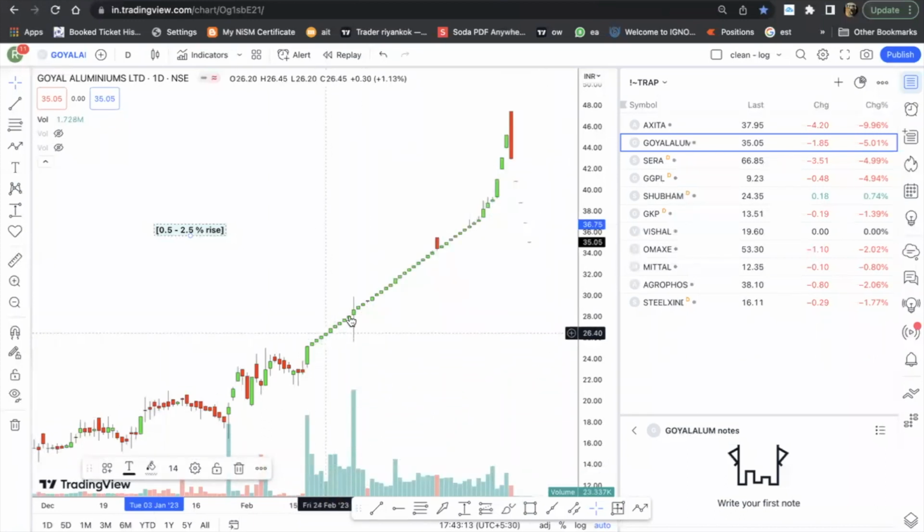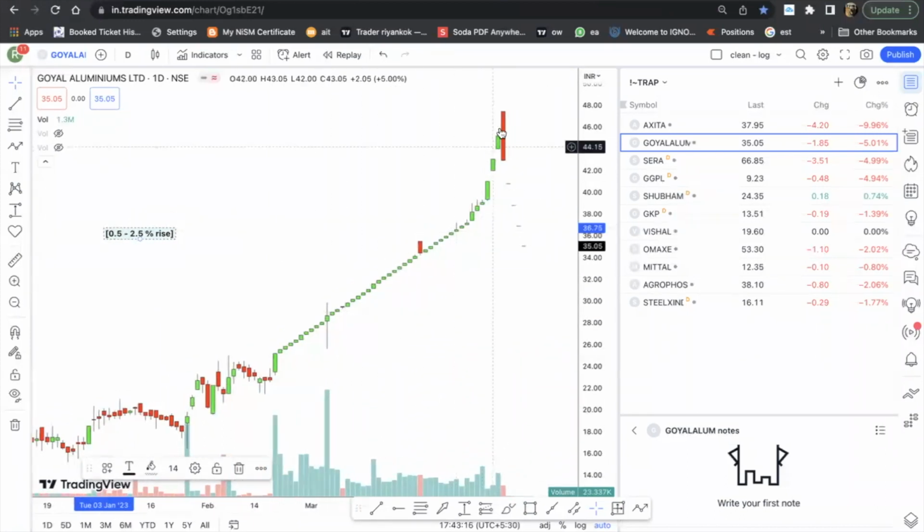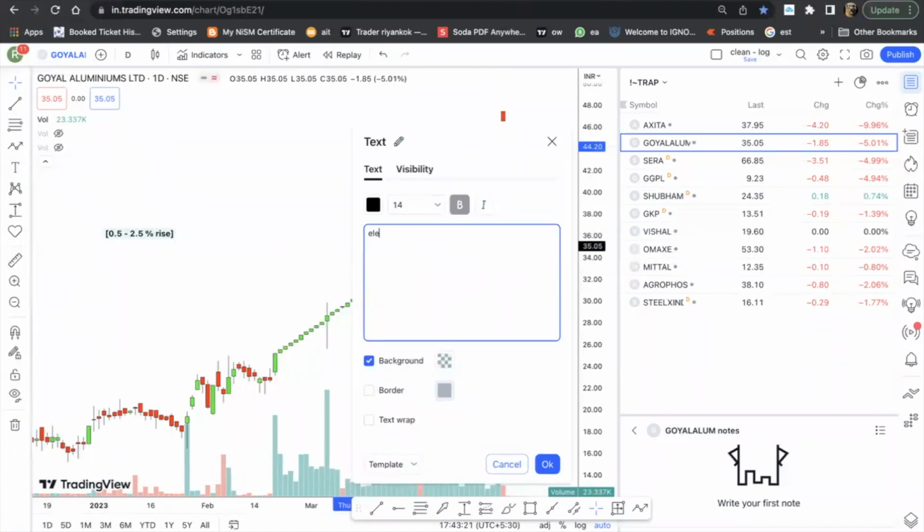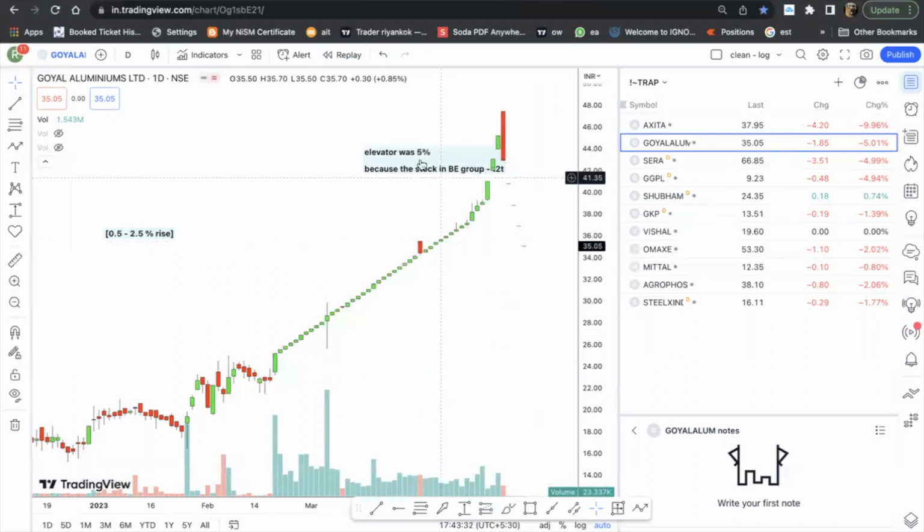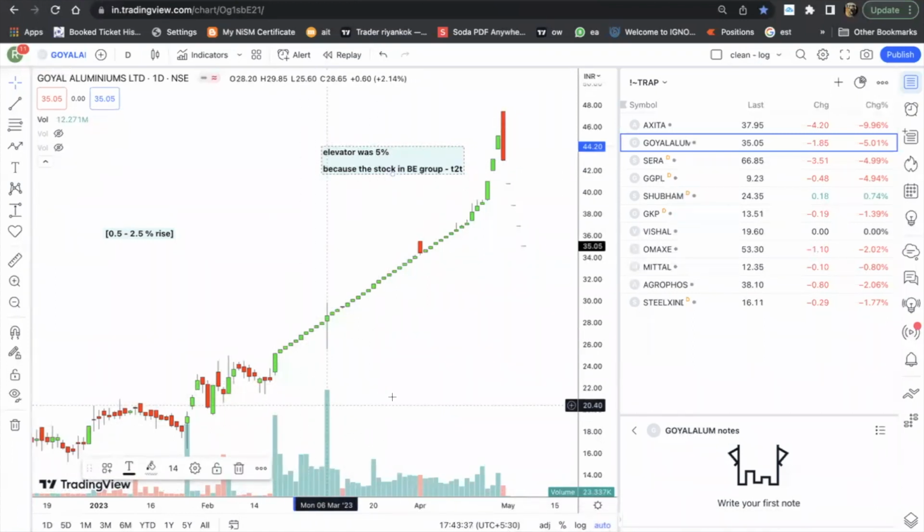Okay, so these are the stairs which will form, and once the stock comes down, it will come down with the elevator. Fortunately for Goel Aluminium, the elevator was 5% because the stock was in the BE group, which is like the trade to trade group. But by the way, even if this happens, the stock will be at lower circuit and there will be no volume in the stock. Look here, how much volume there used to be every day: 1 crore, 18 lakh, 24 lakh, 50 lakh, 25 lakh. But when the stock is hitting lower circuit, look at the volume: 30,000, 10,000, 3,000, 13,000. Okay, so there will be no volumes and you won't get an exit.